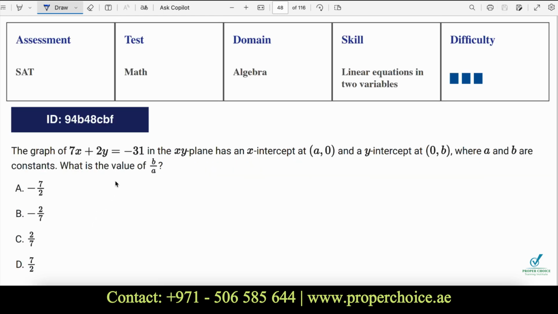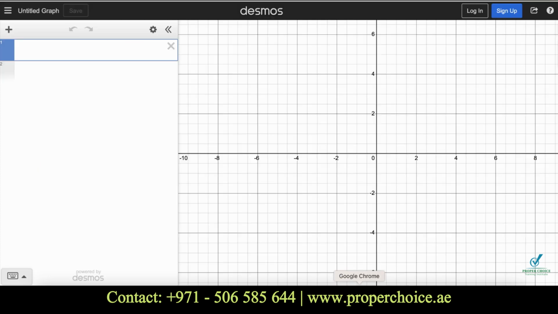The graph of 7x plus 2y equals minus 31 in the xy plane has x-intercept at a comma 0 and y-intercept at 0 comma b, where a and b are constants. What is the value of b by a? The question is asking what is the value of b divided by a. Simply type it on Desmos and check it out. Find the x-intercept and the y-intercept, pick those values as a and b, and that's it.